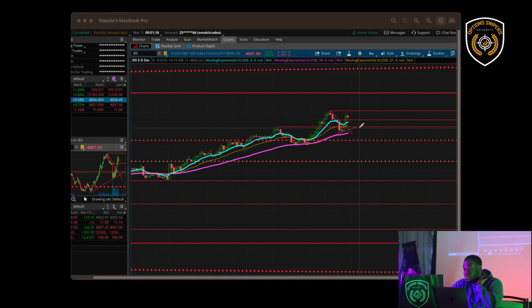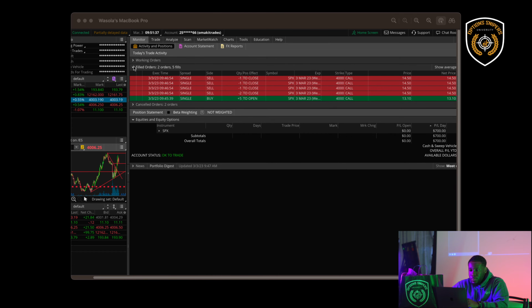But guys, literally all we need is one move. All we need is one area of certainty to be able to take advantage of, and that's it. And then we just look for the next setup.